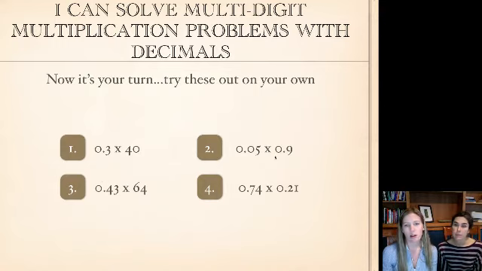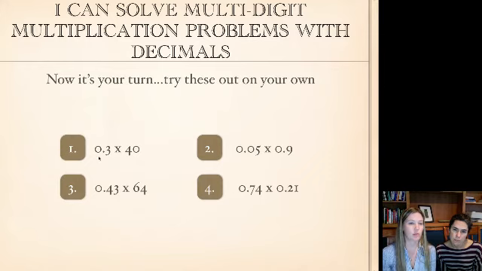Okay, and now you have 4 to try on your own. 2 are a little bit easier, and 2 are a little more challenging. So please be careful that you go back and follow all the steps. Some of them have 1 decimal in them, some of them have them in both numbers, so just be very careful that you write them down correctly and go back and put the decimal in the correct spot when you're done. And we'll talk about them tomorrow.